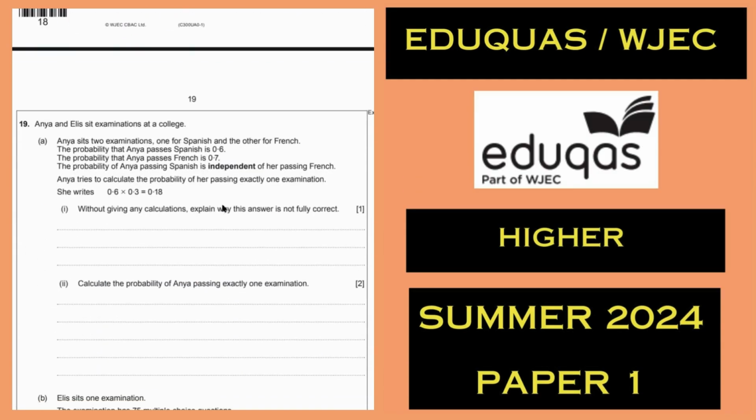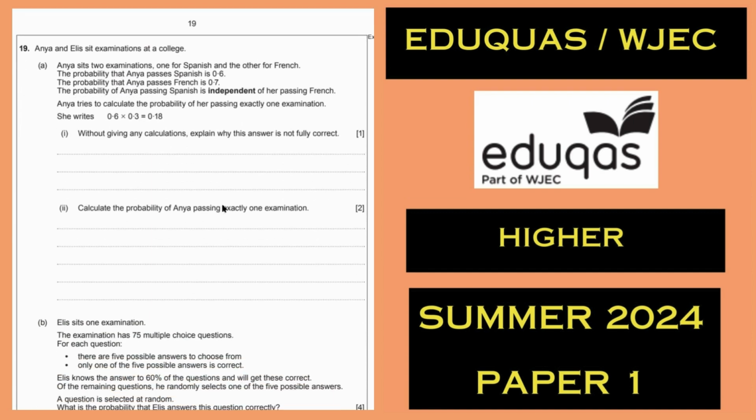Number 19, waffle, waffle, waffle. As always, at the end of the day, what have we done wrong here? Well, the probability of passing exactly 1, 0.6 times 0.3, refers to passing Spanish and failing French. So you need to add in, she hasn't considered failing Spanish and passing French. In other words, she's missing out 0.4 times 0.7, and so on.